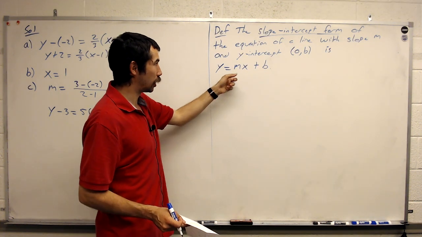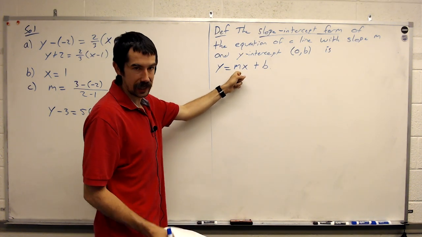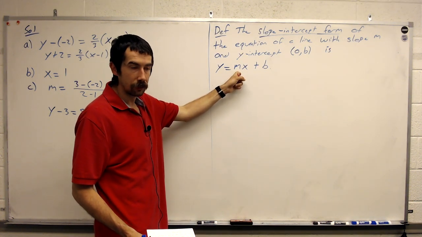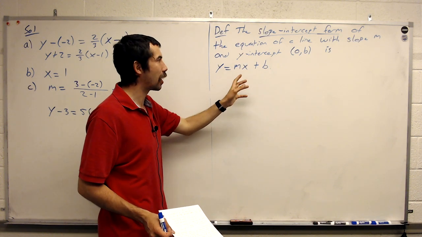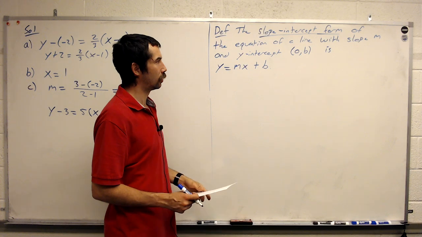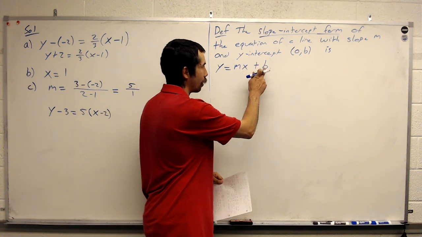Now, if you have the equation of the line like this, the number next to x is the slope, and the other term is our y-intercept. So it goes both ways. If we have this equation, we know the slope and we know the y-intercept.